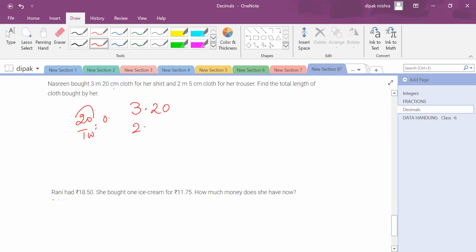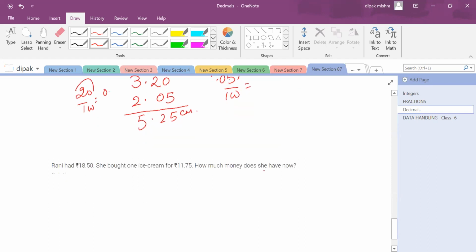And 2 meter and 5 centimeters is 2.05, because 5 centimeter is as good as saying 5 over 100. You shift the decimal to the left by 2 places. So 1 place is already done. You have to add a 0 and then put a decimal, so 2.05. So you add these. Now you move on to the next question.